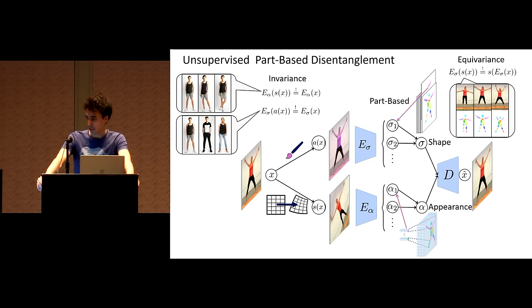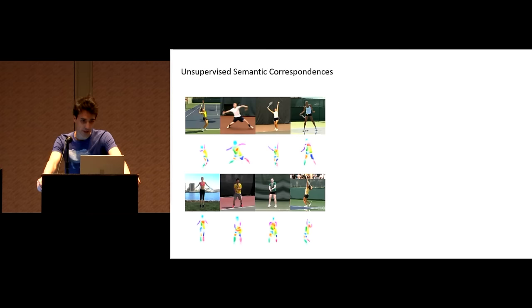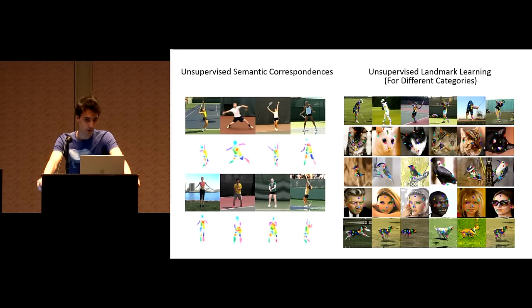Okay, this was a rough outline of the method. Let us now take a look at the results. Here we see a subset of the learned part shapes which meaningfully represent the shape of the object category and capture semantic correspondences between different object instances. The representation of object shape can thus be used for unsupervised landmark discovery, and this works for a variety of different object categories. The method also lends itself for unsupervised shape and appearance transfer.